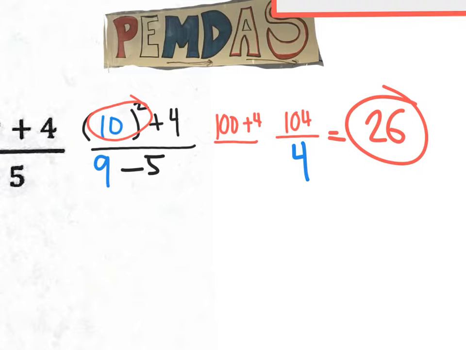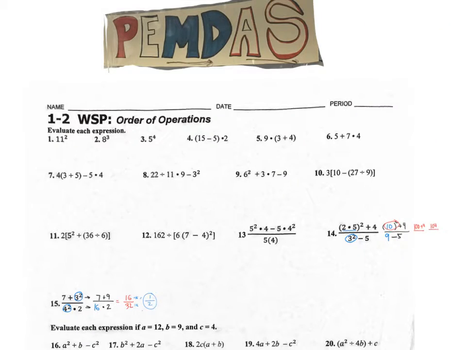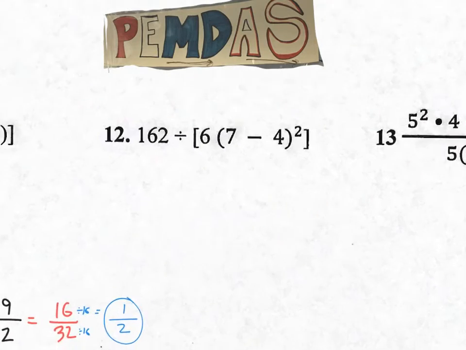Okay, so on the quiz or on the test Friday, make sure you show all this work. It's not enough to just have the right answer, 26. And of course, always you could check your answers by flipping the paper over. The answers are provided to you. Okay, let's take a look at number 12.